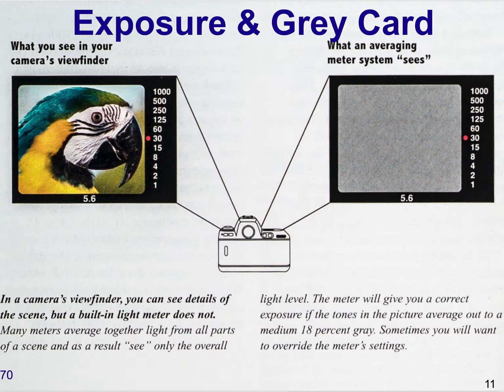Now, we talk about a gray card, and why we talk about a gray card is this: when your light meter is working, it's looking at the exposure of the light levels based off of 18% gray, this neutral gray. So it doesn't see the parrot, it sees 18% gray, and then it's telling your camera whether the scene is brighter or darker than 18% gray, and it's making adjustments accordingly, especially if it's set up in an automatic mode.